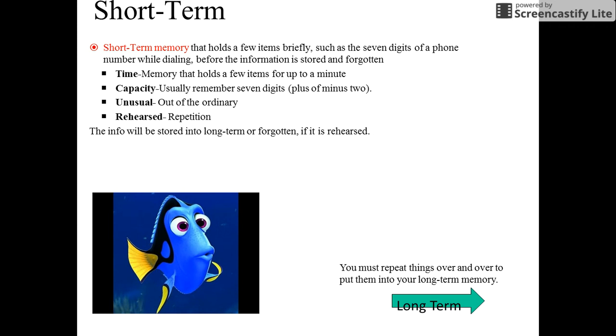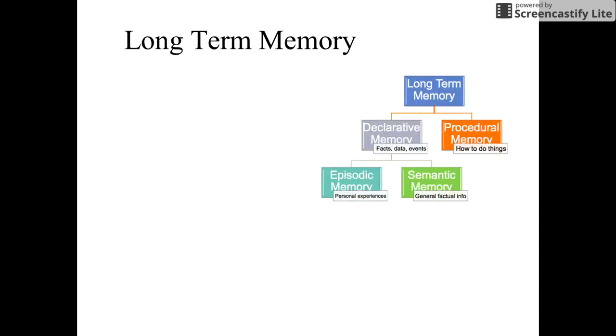Unusual: usually you remember things from your sensory memory that are out of the ordinary. And then rehearsal: usually you remember terms that are rehearsed. So the information will be stored into long-term memory if it's rehearsed. Otherwise it'll be forgotten. So you must repeat things over and over again and put them into your long-term memory. Otherwise they're going to stay in short-term.